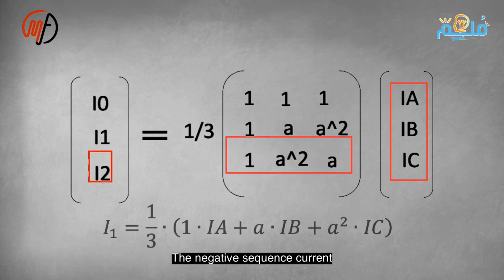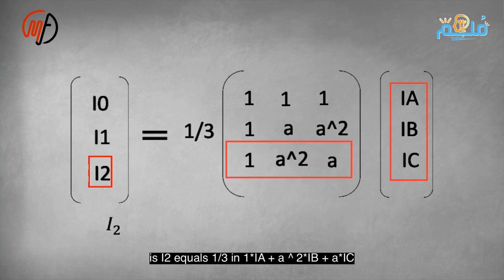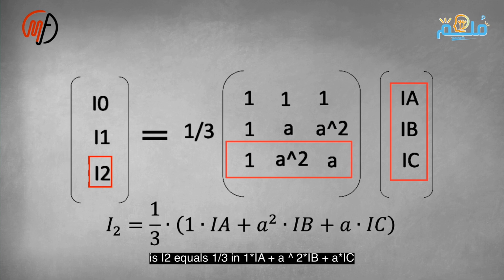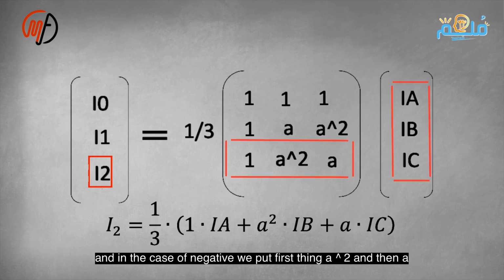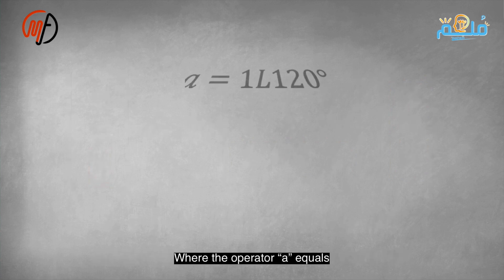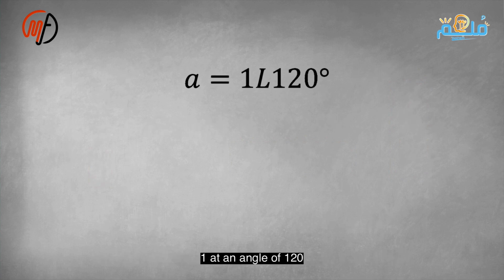As for I2, it equals 1/3 multiplied by 1 times IA plus A squared times IB plus A times IC. Put A, then A squared, and put A squared, then A. The operator A is 1 at 120 degrees, while A squared is 1 at 240 degrees. Squaring doubles the angle and squares the magnitude.